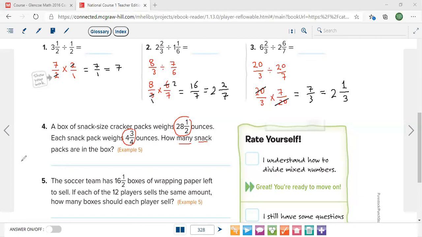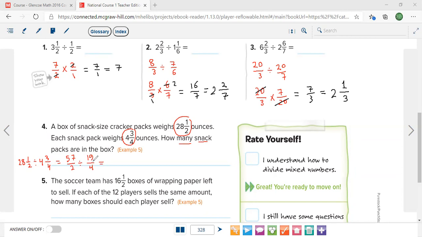So the problem is like 28 and a half divided by 4 and 3 over 4. So we make both mixed numbers into improper fractions. 2 times 28, 56, plus 1, 57, over the same 2. Keep the division sign for now, because we need to transform this one into an improper fraction. 4 times 4, 16, plus 3, 19, over the same 4.